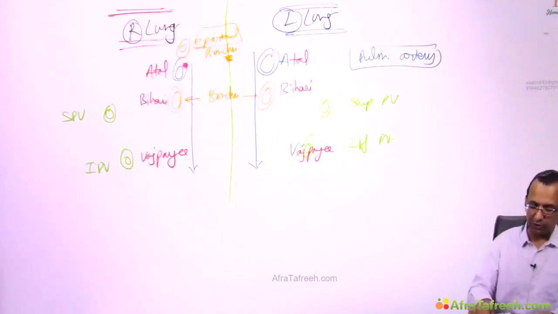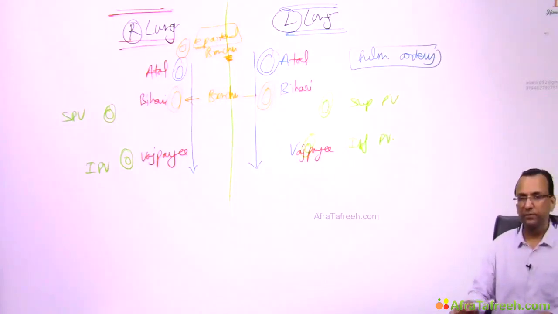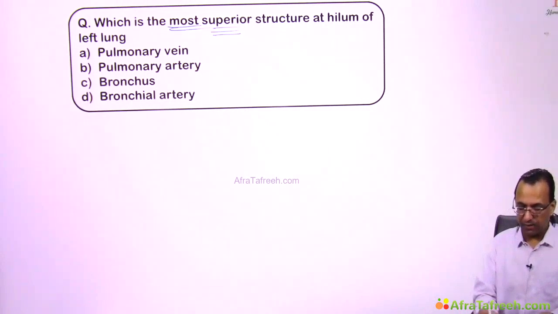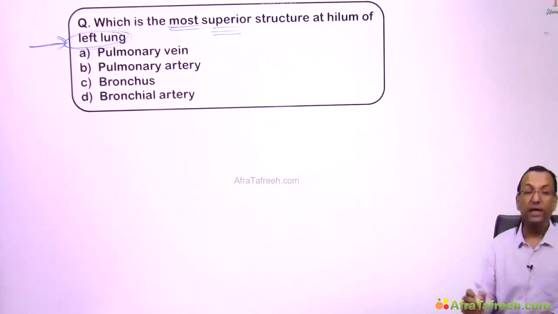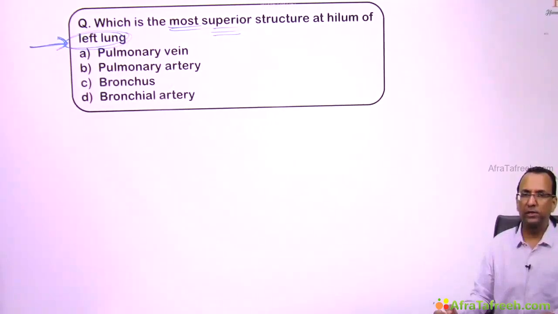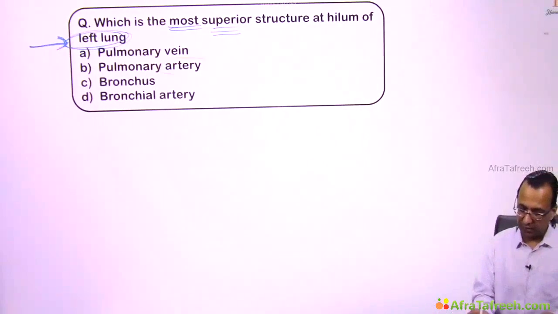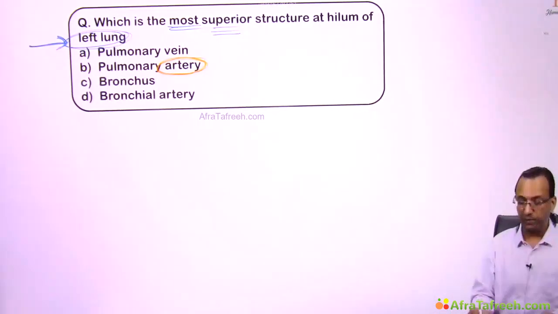Atal Bihari Vajpayee, superior to inferior. This you have to remember. If the question asks for the most superior in the left lung, we have the mnemonic Atal Bihari Vajpayee. What is Atal representing? Artery. Which artery? Not the bronchial, it was the pulmonary artery.